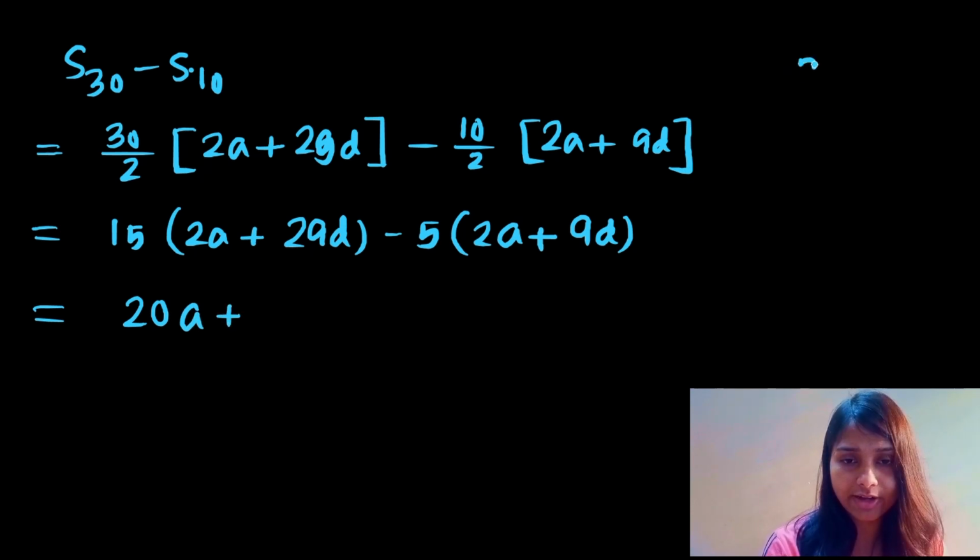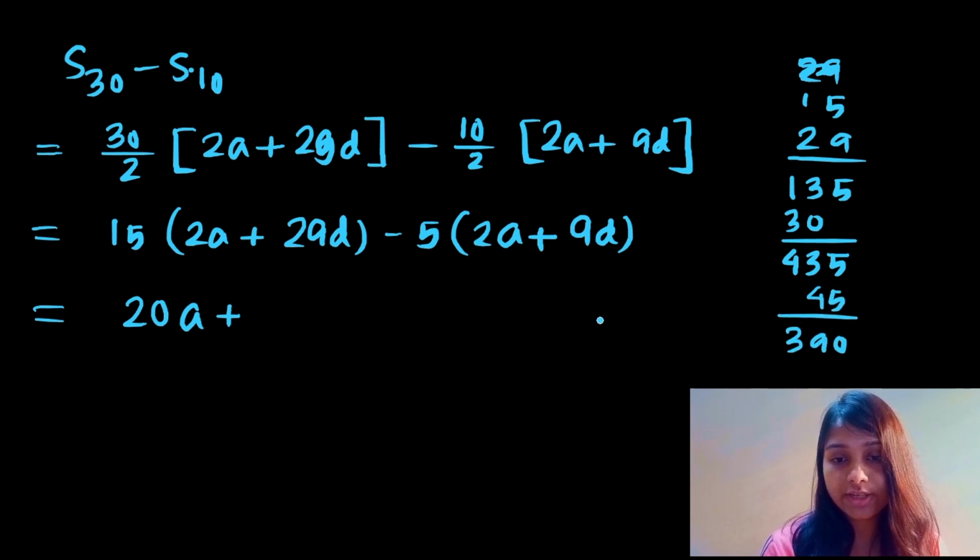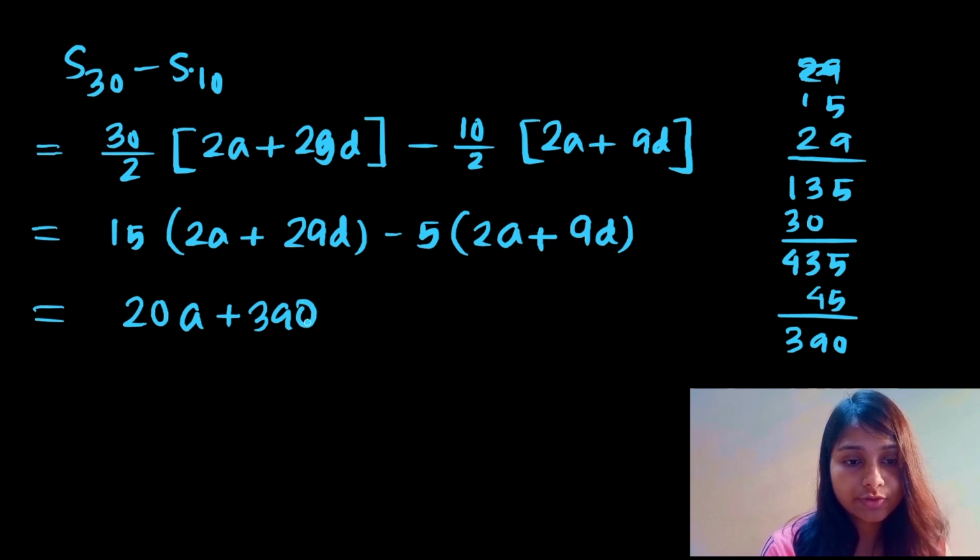Let me first find out what 29 into 15 is. It will give 135, then 30 gives 435, and there is 45, which will give 390. So 390D. Okay, so we have this expression: 20A plus 390D.